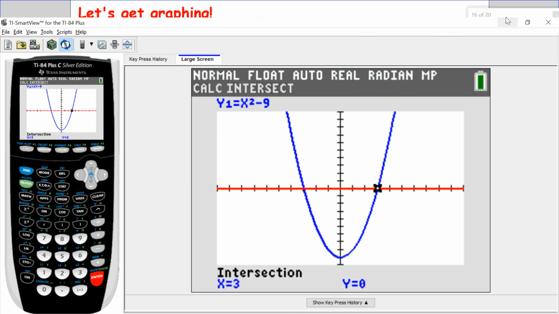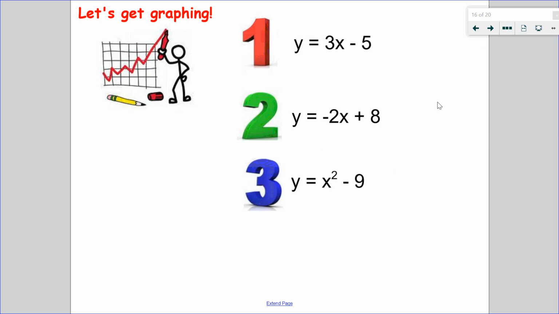So I've seen now 3 examples of graphs as to how to find the x and y intercept.